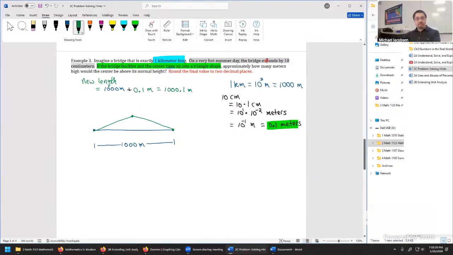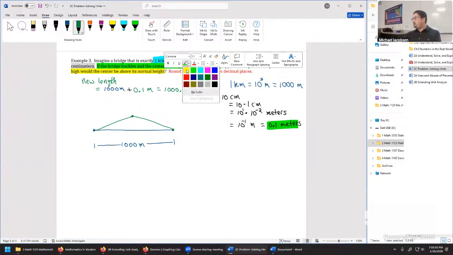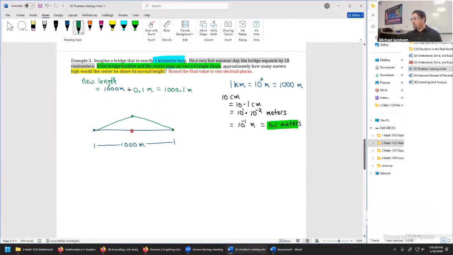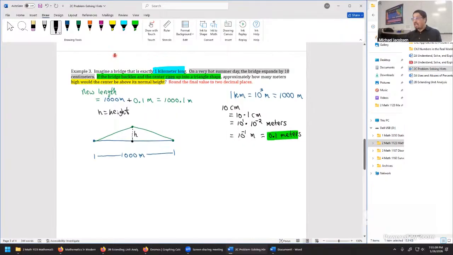Well, we copied in all the information. The major question they're asking is here. How high would the center of the bridge be above its normal height, which is right where the red dot is? We were very concerned at what's happening in the center, it turns out. So we're going from here up to that height. That tick mark might be a little bit too over exaggerated, but let's put a little H here to stand for height. Okay, so that's a lot of information to put in together so far. We pretty much exhausted all the material they gave us.